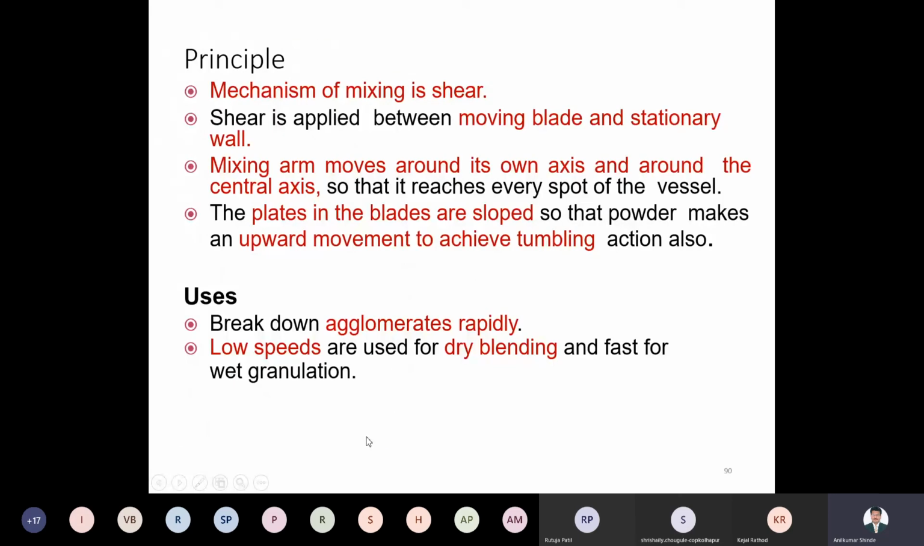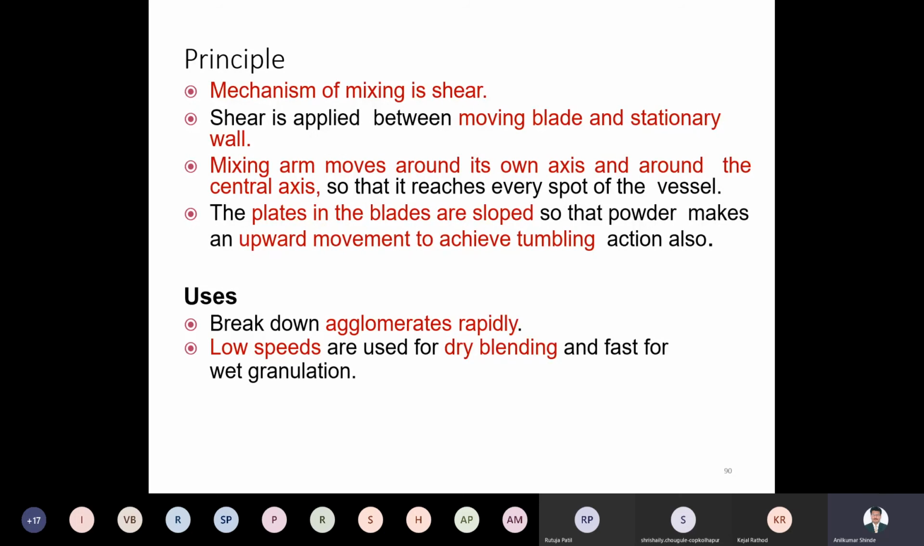The principle of the mixer, the mechanism of mixing, is shearing action. With the high speed of the mixing blade, shear is created, and the shear is applied with the help of the moving blade and the stationary wall of the container. The mixing arm moves around the central axis, and we can reach every spot of the vessel.